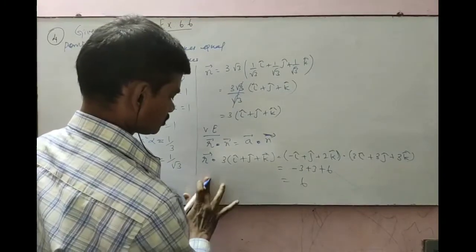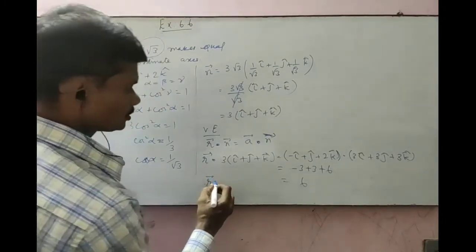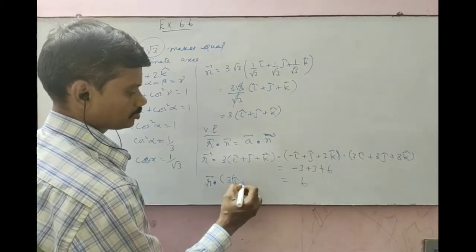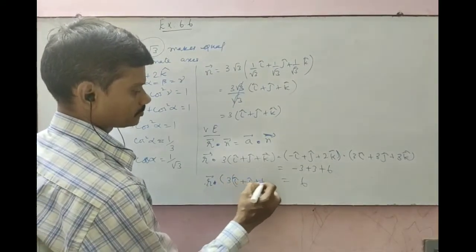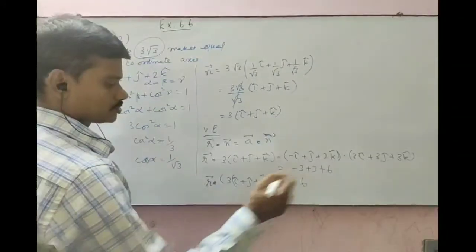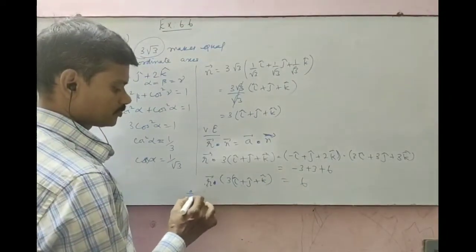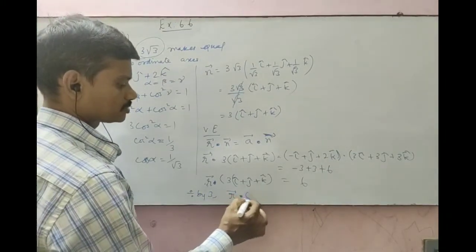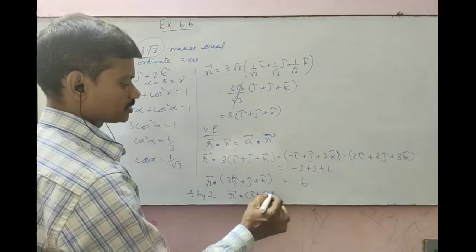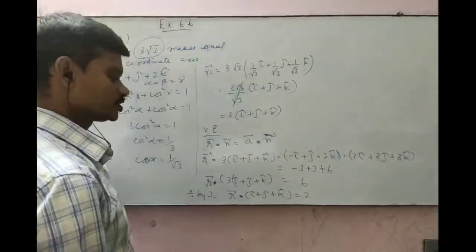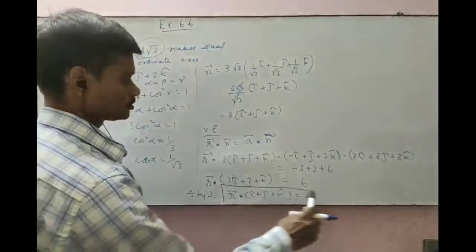So r dot 3 times I plus j plus k. Here 3 is a common term, so we can divide by 3. If you divide by 3, you will get r dot I plus j plus k equal to 2. So this is the vector form of equation.